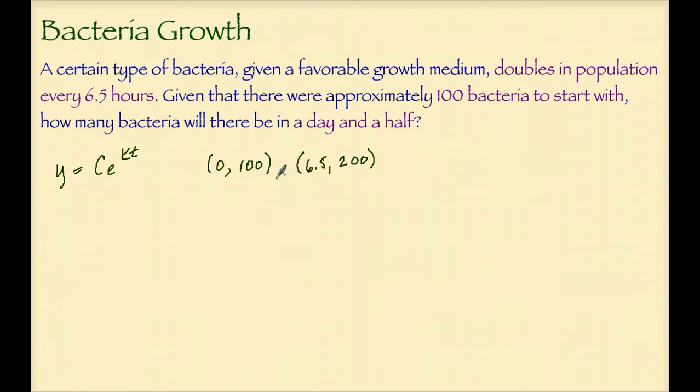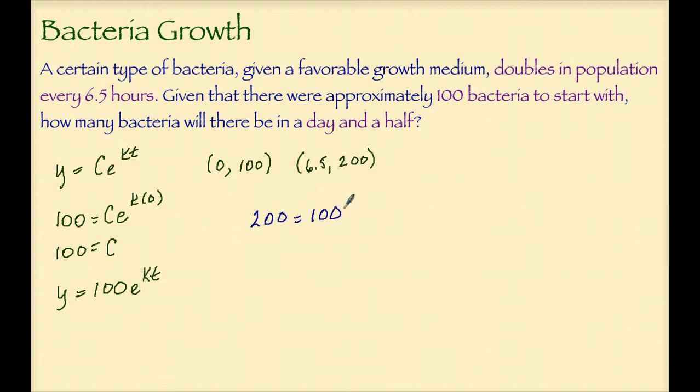Let's start with (0, 100). 100 equals Ce^(k·0). This means C is equal to 100, giving us this equation. y equals 100 e^(kt). Now using the second initial condition, we'll have 200 is equal to 100 e^(k·6.5).